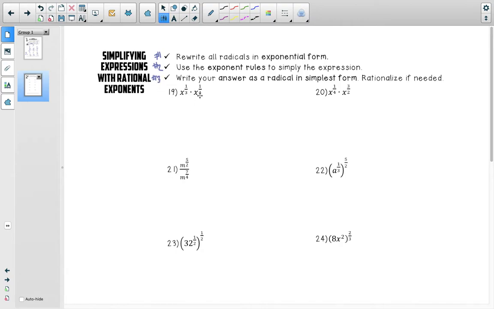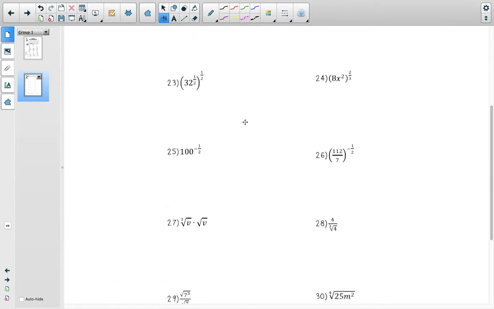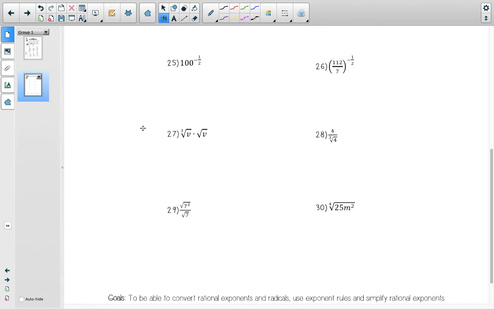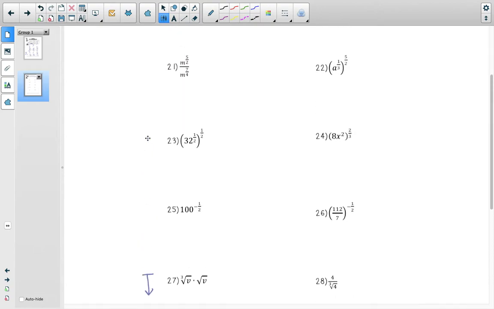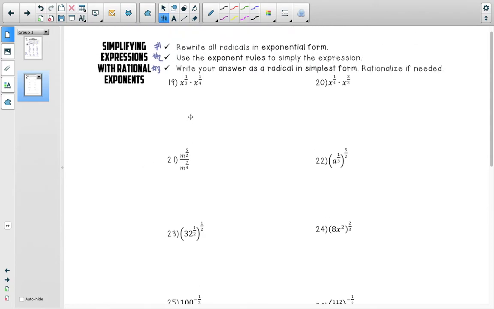All right, so the first thing we're going to do is see if we need to rewrite this in exponential form. And you should look down, and all of them do that except for everything from 27 down. So step 1's already done for 19 through 26. And then it says use your exponent rules, which basically means how you're going to combine them. Are you going to add, subtract, or multiply the exponents? And then we're going to rewrite it finally in radical form when we're done.